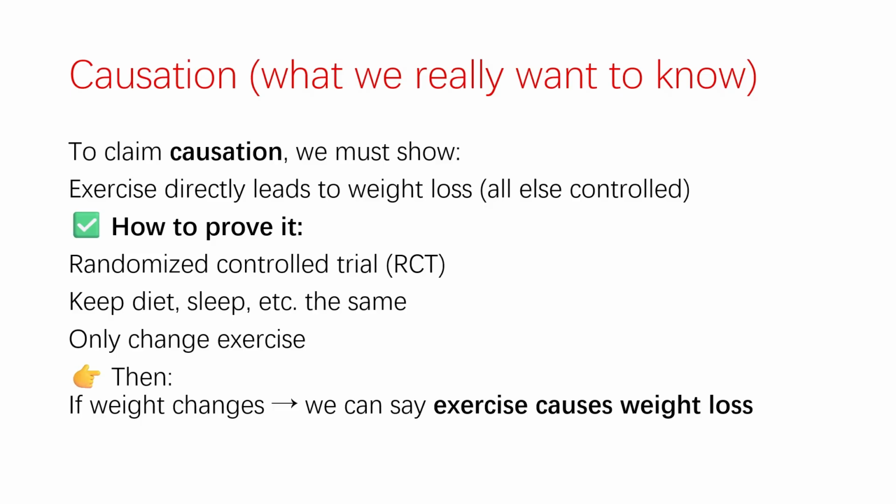Now, how do we actually prove causation? To say that exercise truly causes weight loss, we need to show that exercise directly leads to the change, while everything else stays the same. In other words, we have to control all the other factors. The best way to do this is through something called a randomized controlled trial, or RCT. In this type of study, we keep things like diet, sleep, and lifestyle as consistent as possible across participants. Then, we only change one thing, the amount of exercise. If we observe that weight changes as a result, then we can confidently say that exercise is causing the weight loss. That's what it takes to move from just observing a relationship to actually proving causation.